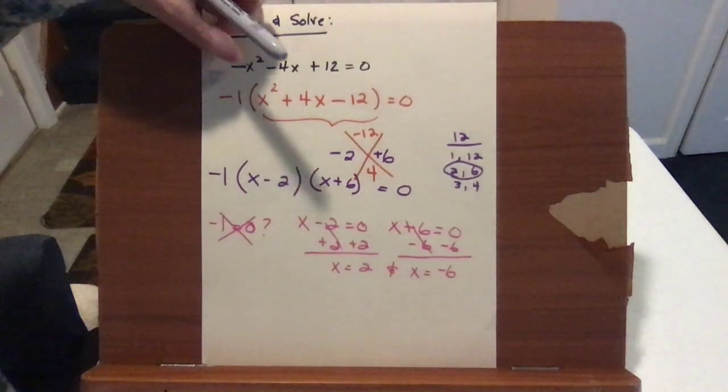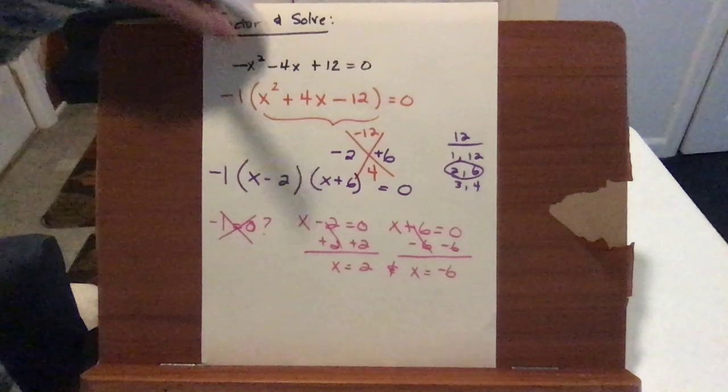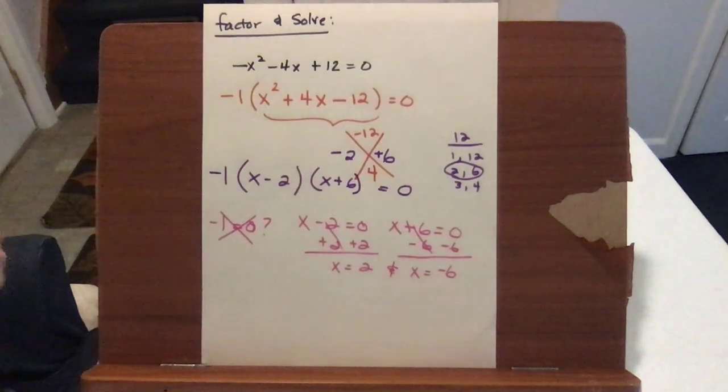And remember that GCF of negative 1 gives us a negative x squared, which means it's going down when we do graph it.